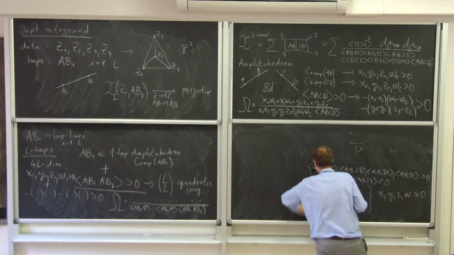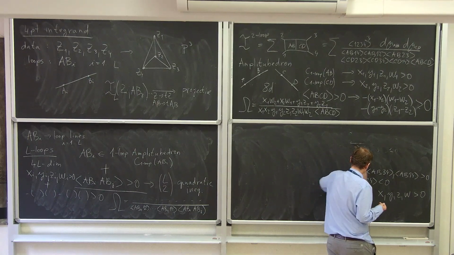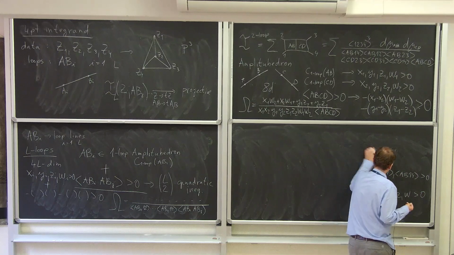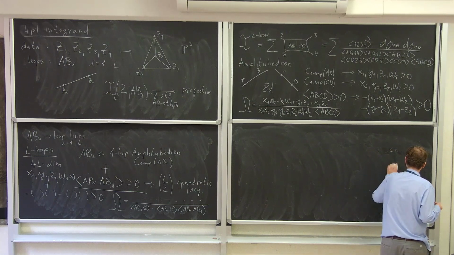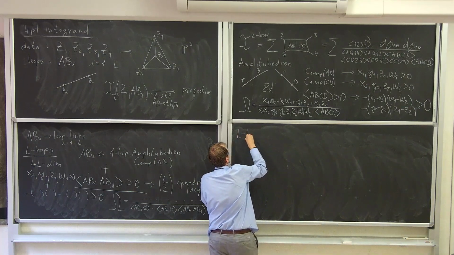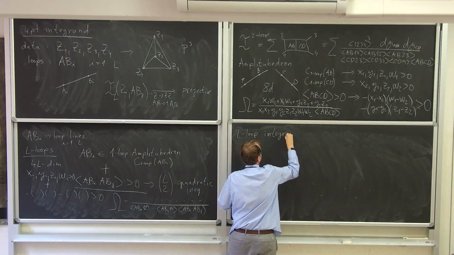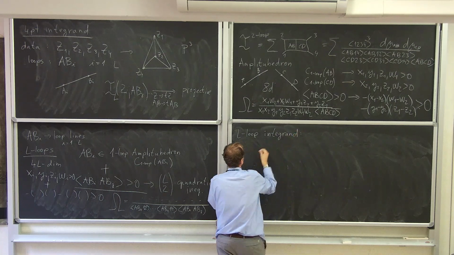Okay, so I think we will not write more formulas for the integrand, so we now turn everything into some figures. And hopefully it will be clear what type of simplification we do. So the L-loop integrand in this amplitude-hedron setup is given.